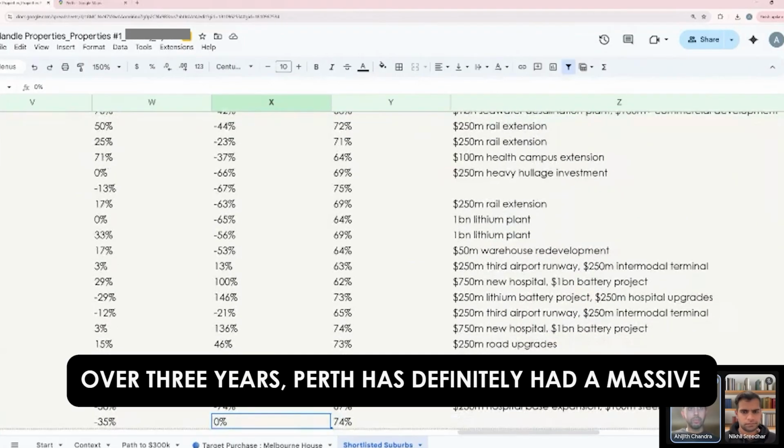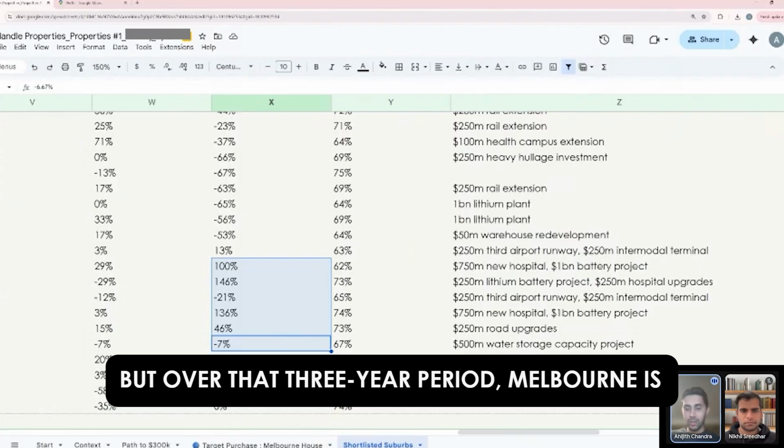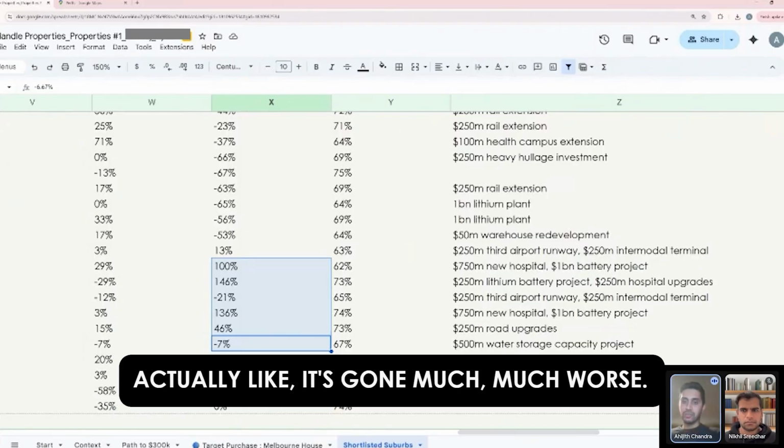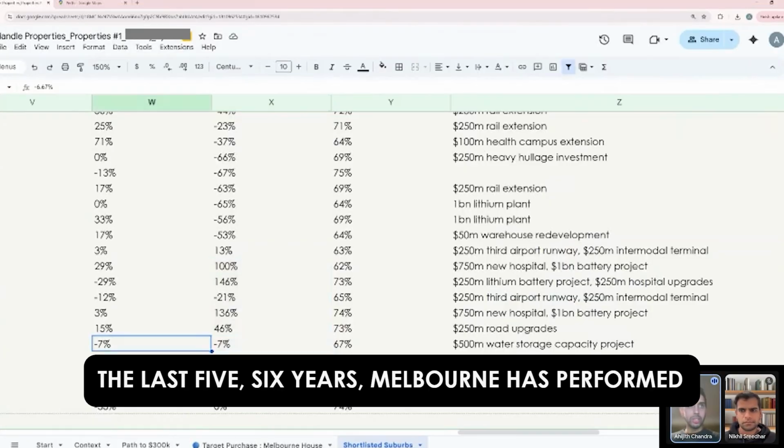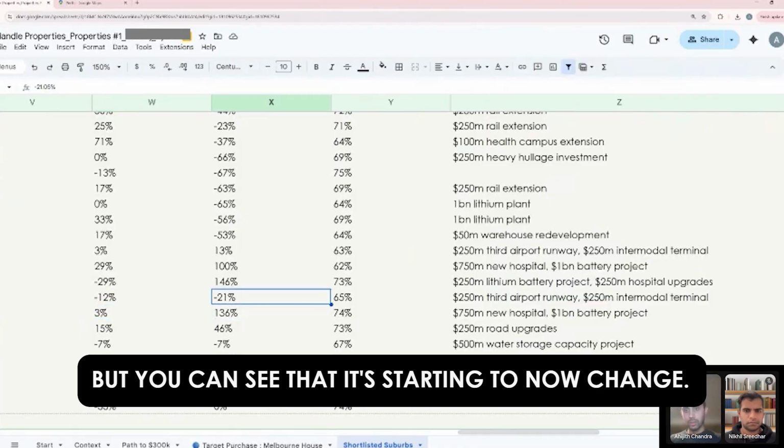Over 3 years, Perth has definitely had a massive compression in time to sell. But over that 3-year period, Melbourne has actually gone much, much worse. It's taken way longer to sell a house because over the last 5-6 years, Melbourne has performed terribly. But you can see that it's starting to change now.